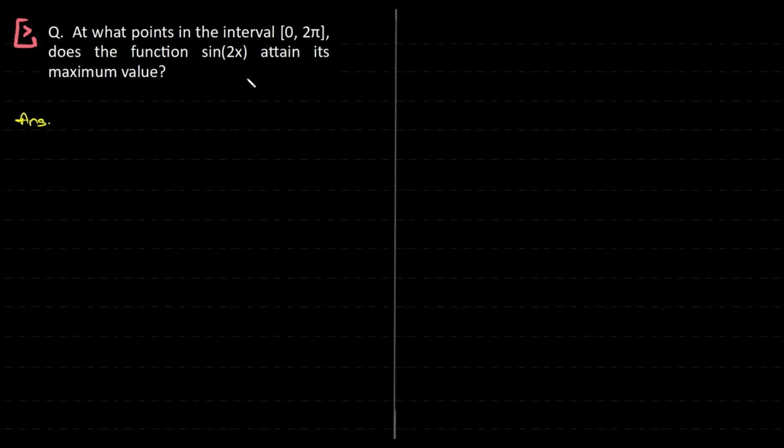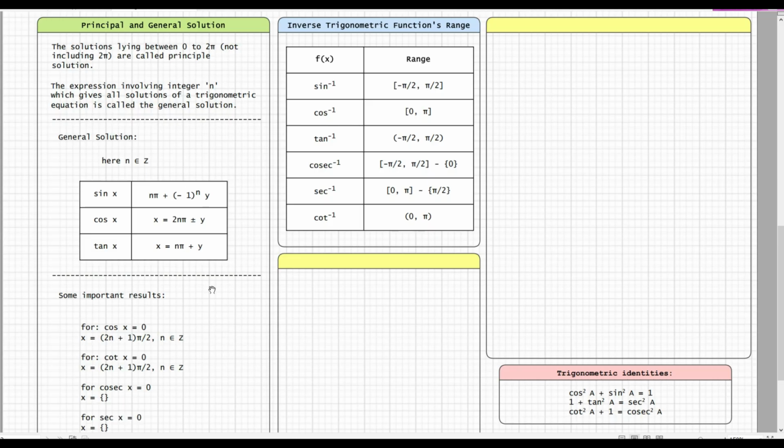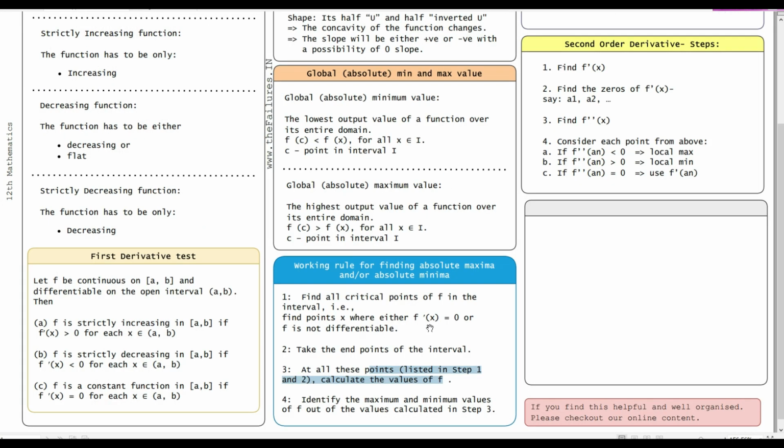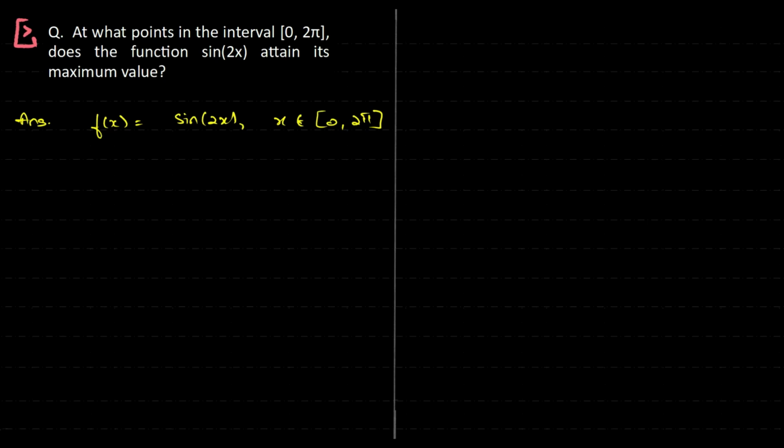At what points in the interval 0 to 2 pi does the function f of x, which is equal to sine of 2x, where x belongs to 0 to 2 pi, have its maximum values? So the basic idea of maximum value will not change. We need to differentiate and find where the maximum values are. Basically, we'll find the critical points, take the extreme values, find the maximum values by substituting, and then we'll come to a conclusion. So this is the basic funda that will not change.